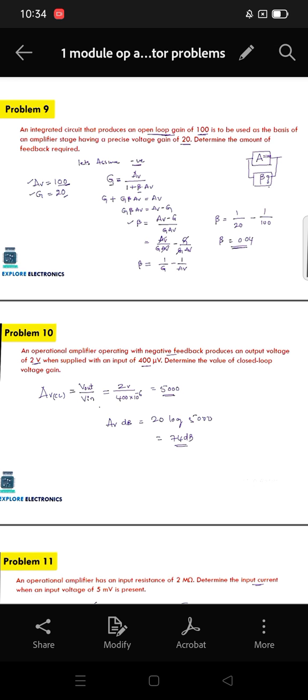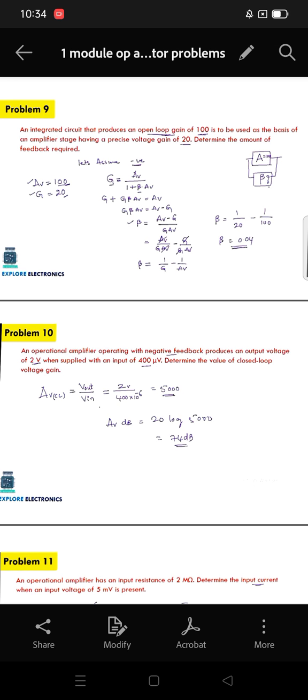What we have to find now? Beta, the feedback factor. First of all, we have to find which feedback it is. It is negative feedback. How? Compare AV and G. Which is greater? AV is greater. Therefore it is negative feedback. You have to write the equation of overall gain for negative feedback: G equals AV divided by 1 plus beta into AV.